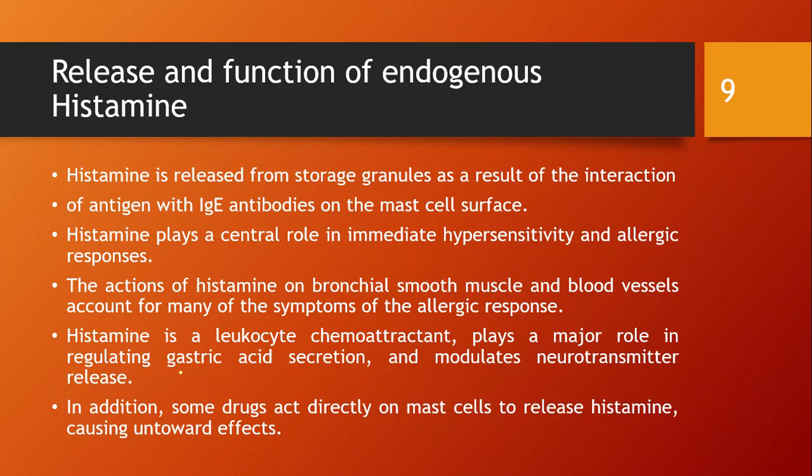Okay, so release and function of endogenous histamine. It is released from the storage granules as a result of the interaction of antigen with the IgE antibody on the mast cell surface. So an antigen-antibody reaction takes place on the mast cell surface, and thus histamine is released from its storage granules. What function does it play once it gets released? It causes immediate hypersensitivity, that is the type 1 hypersensitivity reaction.